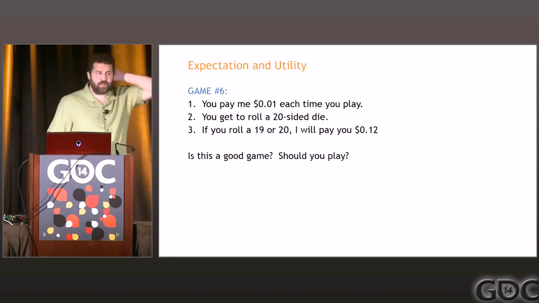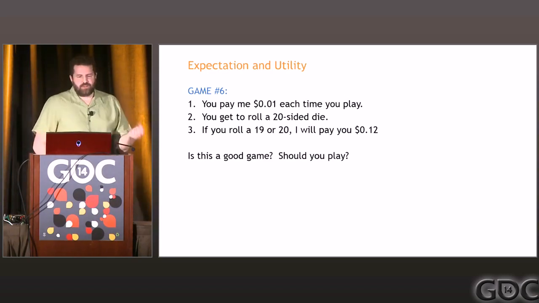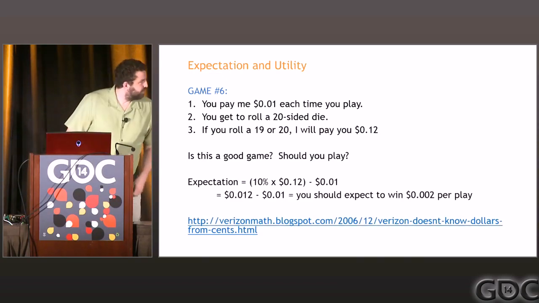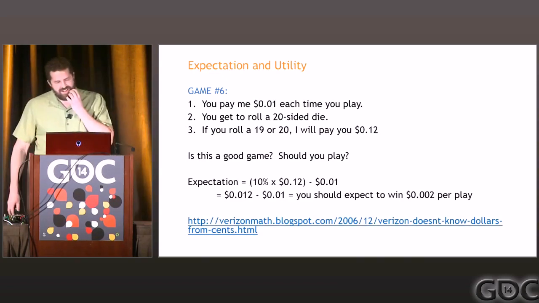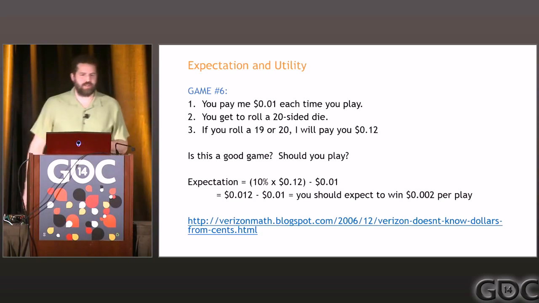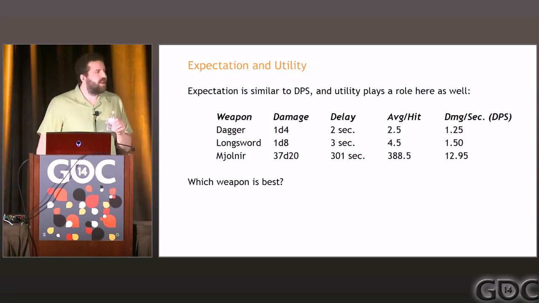Same problem if we were playing at a small scale. You pay me a cent, you roll a 20-sided die, I'll pay you 12 cents. Your expectation is $0.002. That's not even worth our time to sit and roll the dice, right? You can earn more delivering pizzas. So expectation shows its head in a lot of different ways.